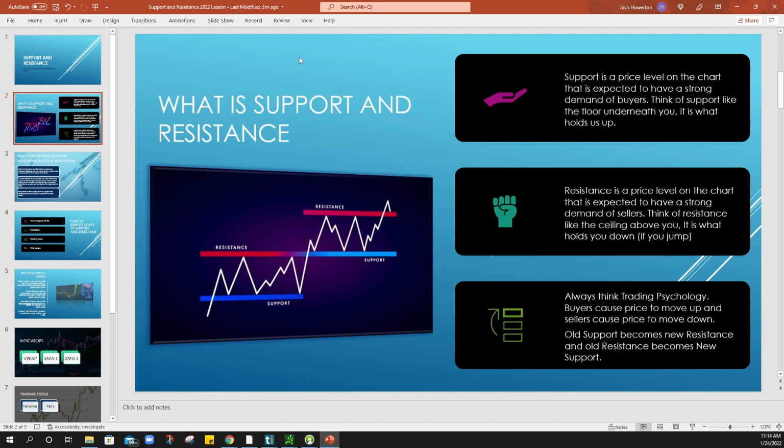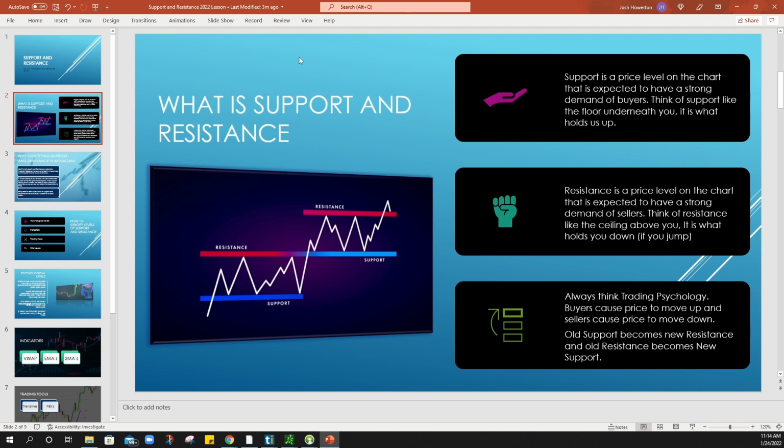Resistance is a price level on the chart that is expected to have a strong demand of sellers. There we go. Think of resistance like the ceiling above you. It is what holds you down if you jump up, right? You get on your chair, you jump up, your head hits the ceiling. Guess what? You fall back down. That's how we have to think of resistance, like the ceiling above us. It's what's holding us down. Resistance is a price level on the chart that simply is expected to have a strong demand of sellers.